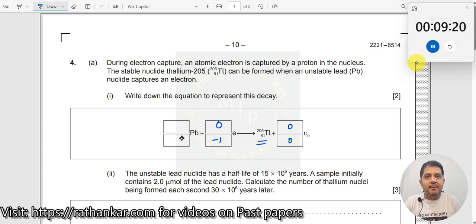So something which you add with this should become 81. So this should be 82 here. Similarly, this should be 205 here. So now the reaction is perfectly balanced. Okay. Now let us move on to the next one.